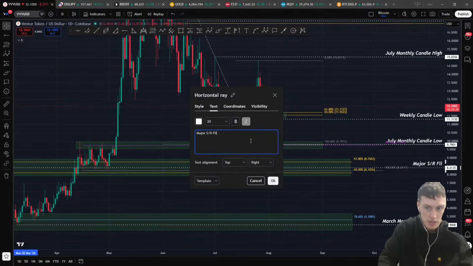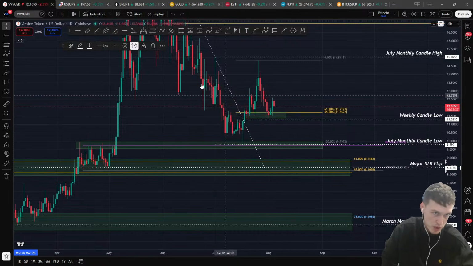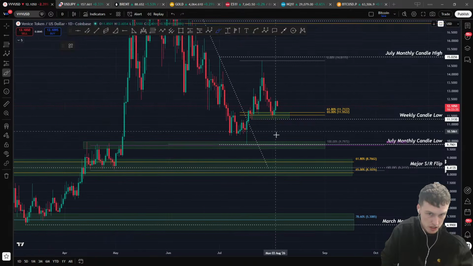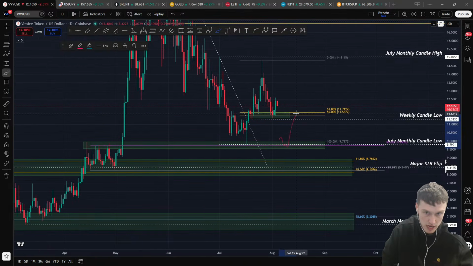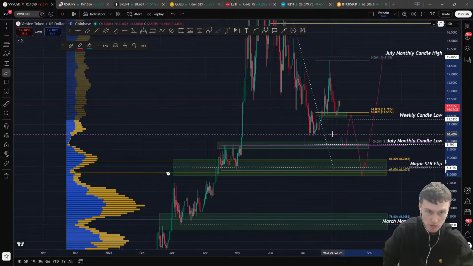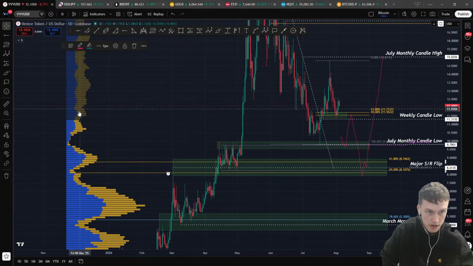Just gonna call it a major SR flip, but you have heaps of weekly and daily candle lows. So if price doesn't hold on to there, let's just say we get a scalp, reject there, an ABC correction, I reckon this is the best place to get involved. Right into the major GP, right into major SR flip, so on and so forth. Oh, the value area high might sit.